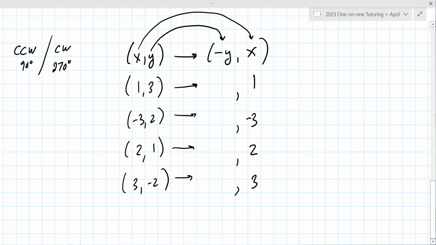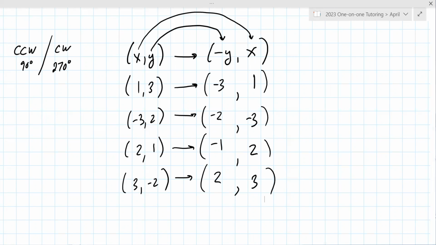Now this other one says take the Y value and negate it. Okay. So Y is 3, negate it. Y is 2, negate it. Y is 1, negate it. Negate it. It's a lot easier to do it this way.